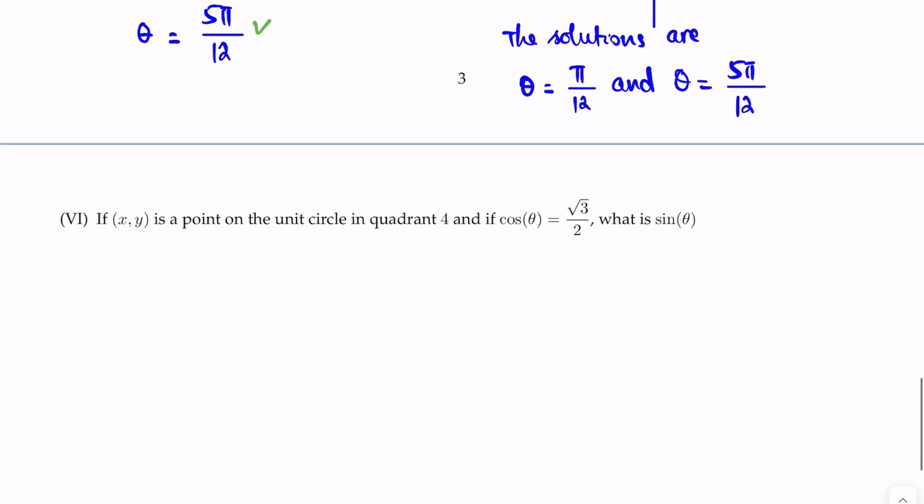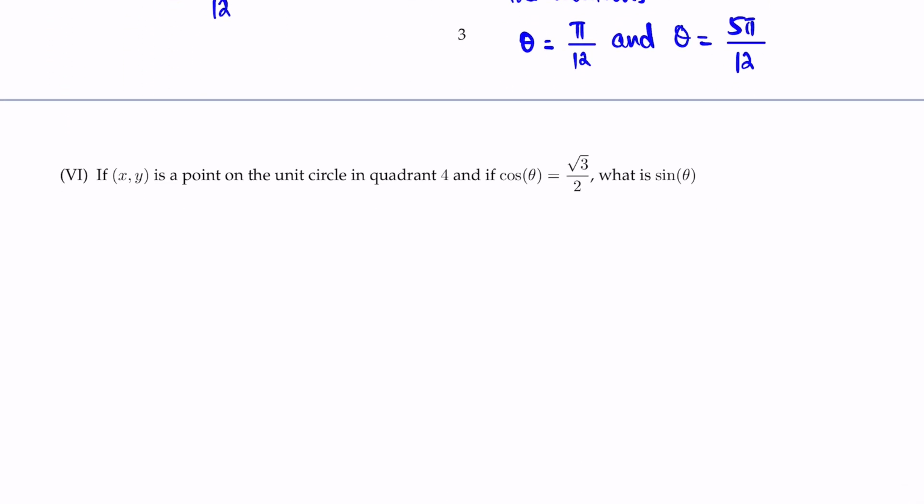Now in the next question, you consider point x comma y, a point on the unit circle in quadrant 4. Right, so in quadrant 4, x should be positive and y should be negative. Or cosine is positive and sine of theta should be negative. That's going to be very helpful for us later. Another way to see this problem is that the point x comma y is equivalent to the point cosine of theta, sine of theta. In this case, you already see that cosine of theta is equal to root 3 over 2. We need to find the value of sine of theta.